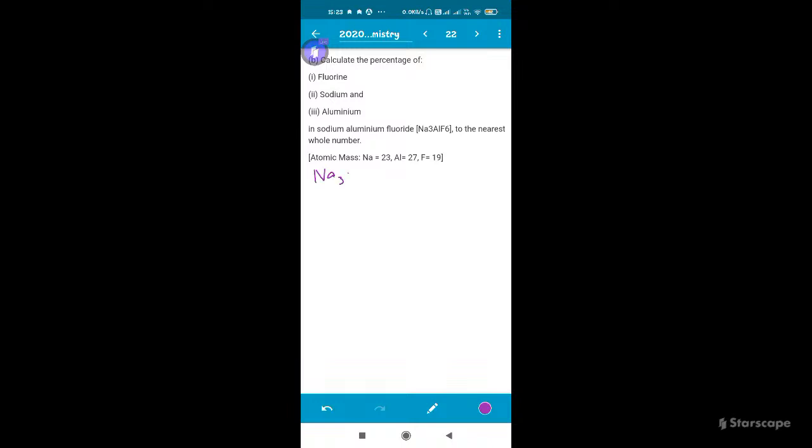So Na3AlF6: 23 into 3 plus 27 plus 19 into 6. On solving, you are going to get 210 as the answer. So these atomic masses will be generally given in the question paper, but make sure that you know the basic atomic masses, like for that of carbon, nitrogen, oxygen, hydrogen, all this.